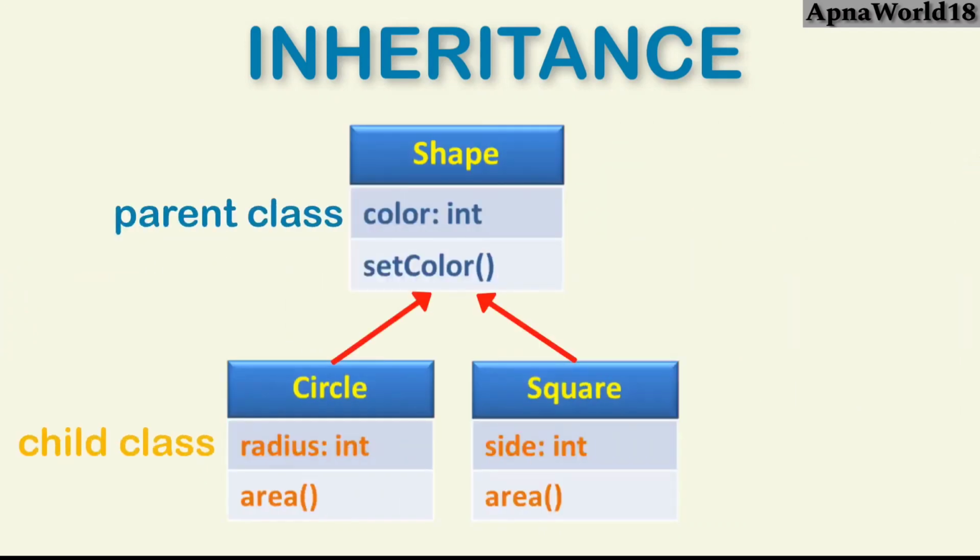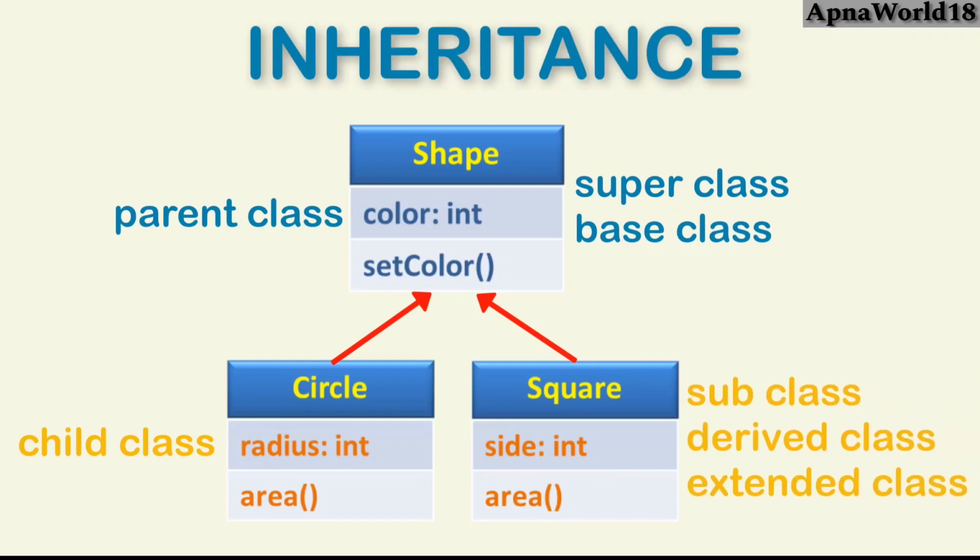The parent class from which the child class is derived is called as superclass or base class as well. The child class that is inherited or derived from another class is also called as subclass or a derived class or extended class. In a question, they can use any of these words, so do not get confused if any of these alternative names are used.